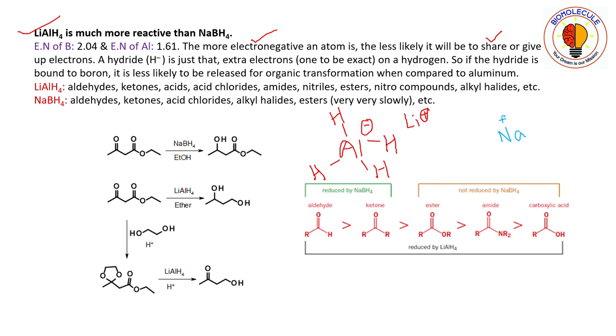Now in sodium borohydride, sodium is the cation and borohydride is the anion. In this structure, boron is coordinated to 4 hydrogen atoms and boron bears a negative charge. Now, for the reduction reaction, if we consider this aluminum hydride, what it will do is it will give one hydride ion.